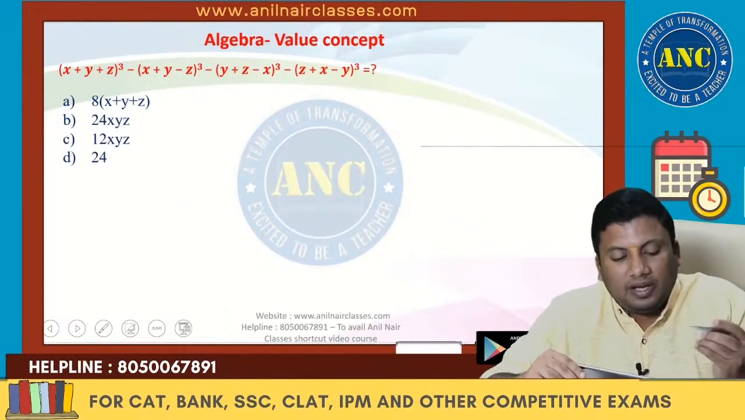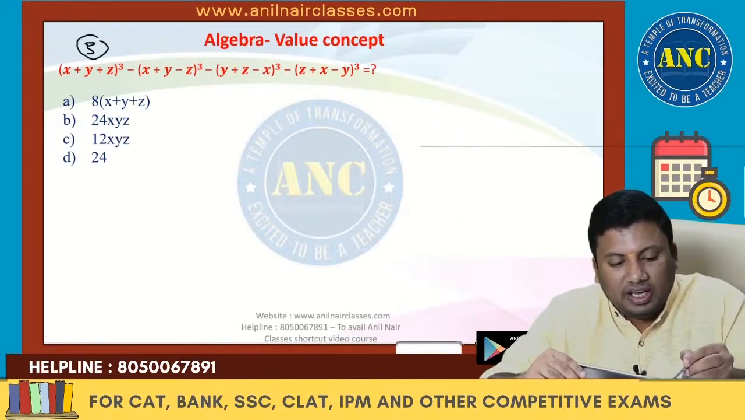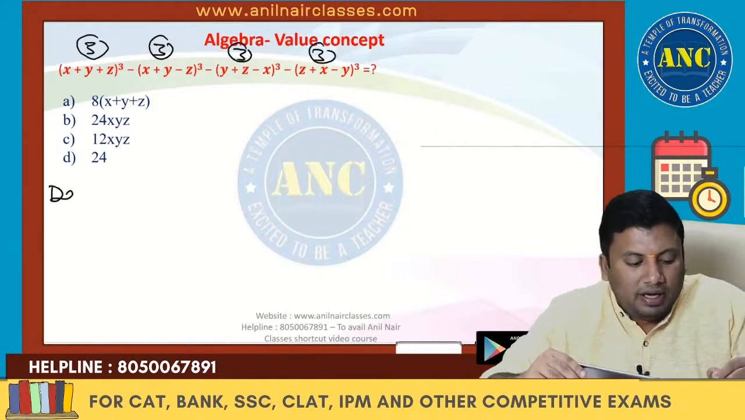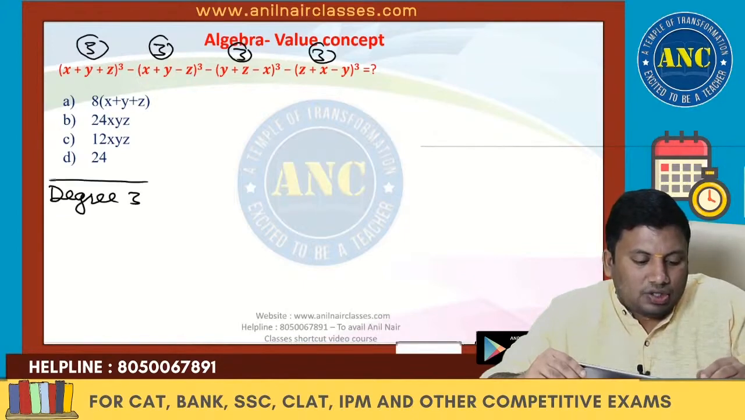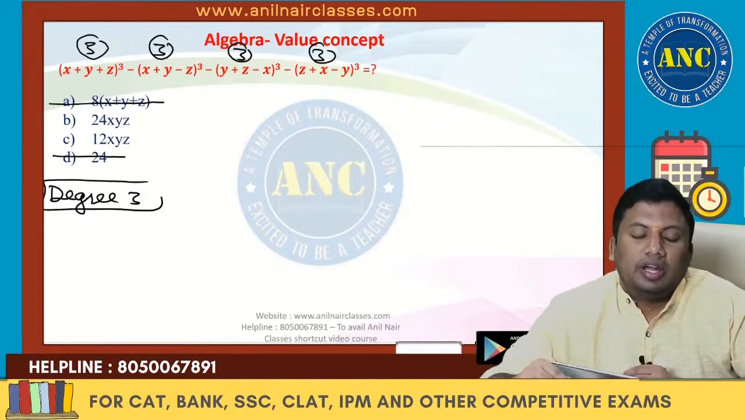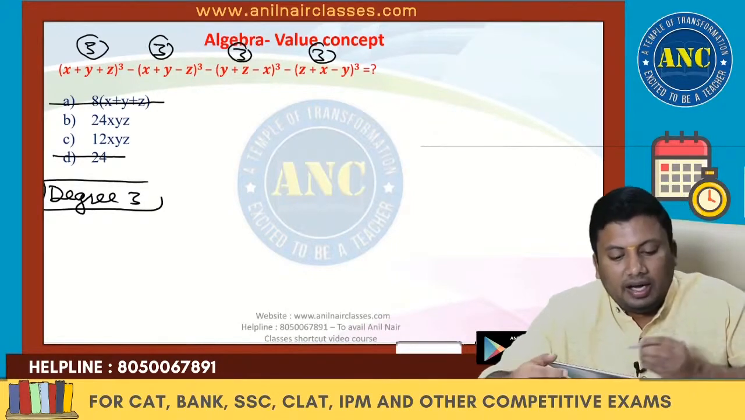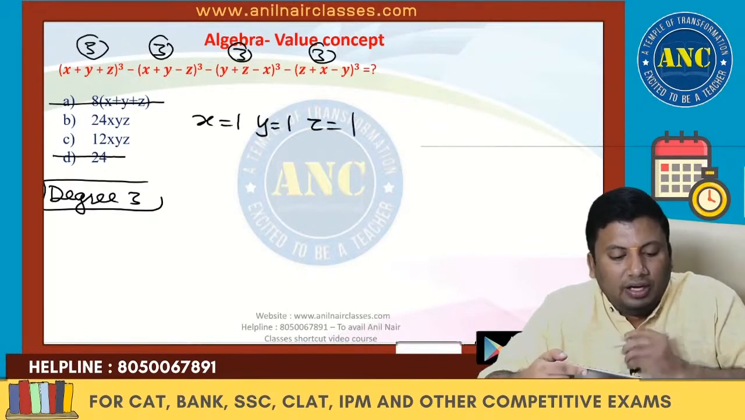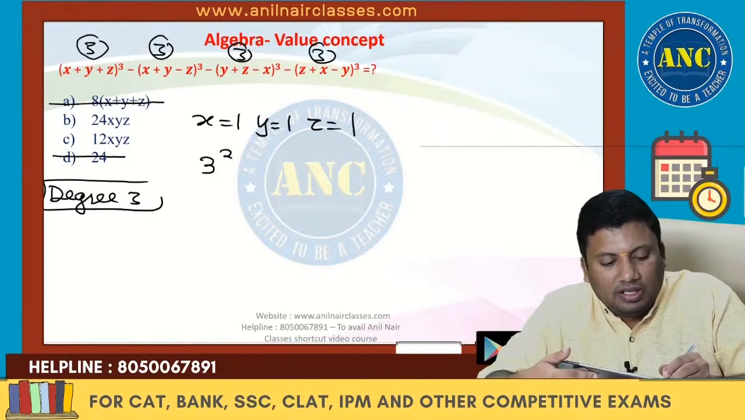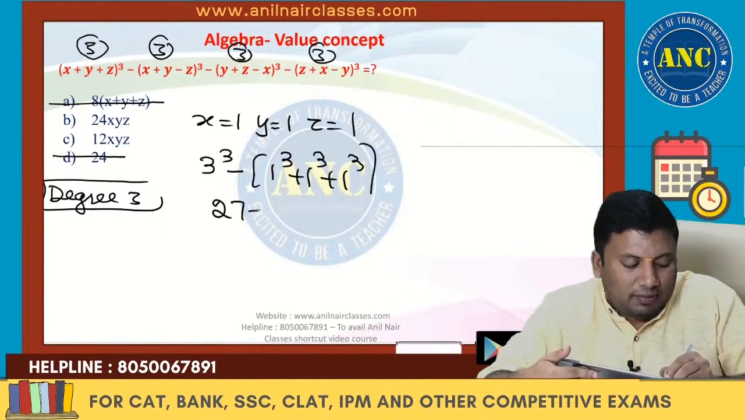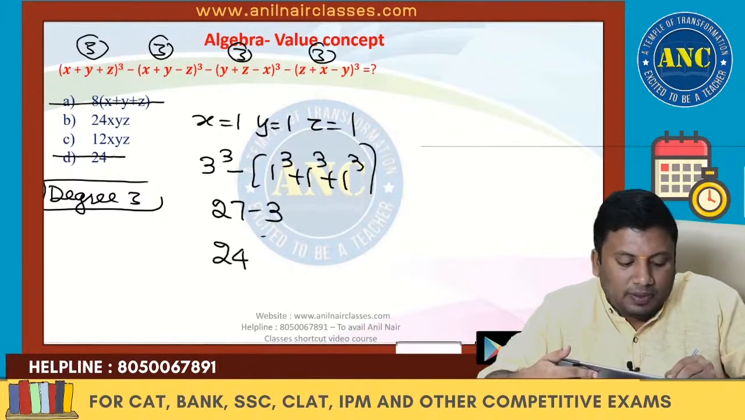X plus Y plus Z whole cube. X cube is degree 3. Degree 3, degree 3, degree 3. Answer should be degree 3. These are degree 1, these are degree 0. So A and D are eliminated. Now you can substitute some values. X is 1, Y is 1, Z is 1. These 3 cube minus 1 cube plus 1 cube plus 1 cube: 27 minus 3. Answer is 24.